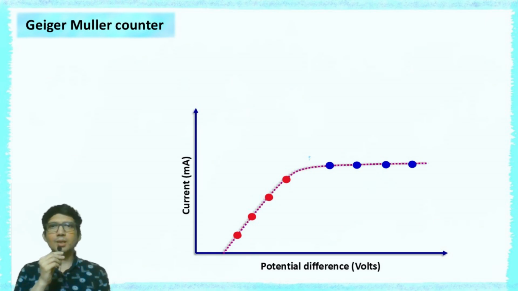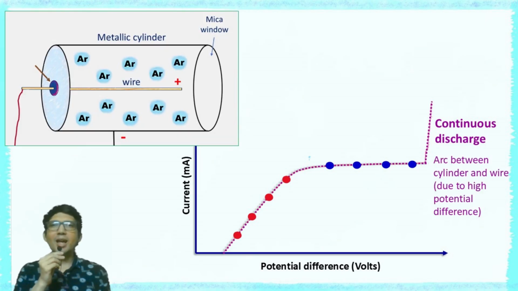Before we end, let's go back to our graph. The last part of this graph, which goes straight up, is known as continuous discharge. This means at very high potential difference, there is an arc which is generated between the wire and the cylinder. This results in sudden increase in current, which is also known as continuous discharge.